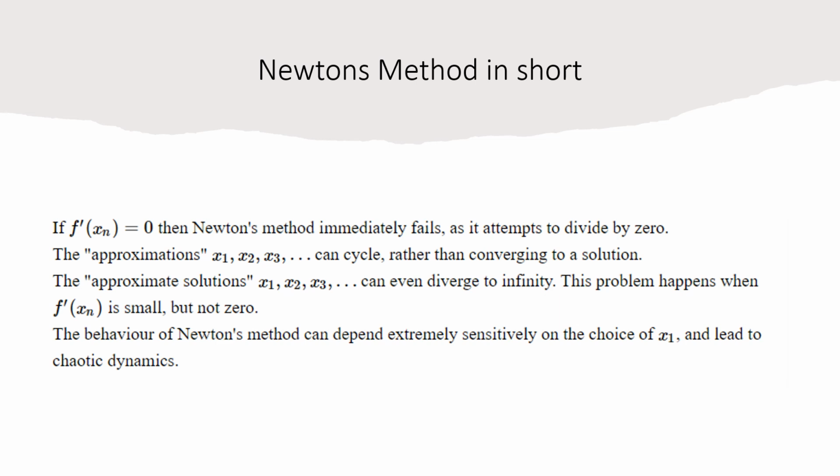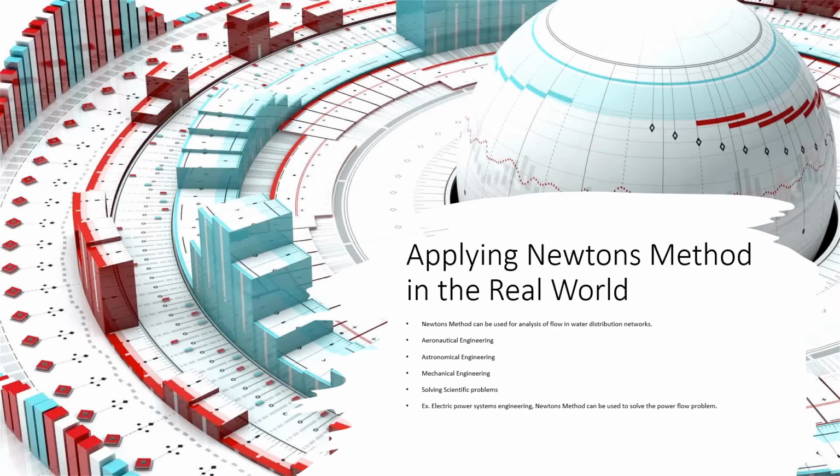The approximations x1, x2, x3 can cycle rather than converging to a solution. The approximations can even diverge to infinity. This problem happens when f prime of xn is small but not 0. If we apply Newton's method to the real world, we can notice that it is used in aeronautical engineering, astronautical engineering, mechanical engineering, solving scientific problems, and so forth.